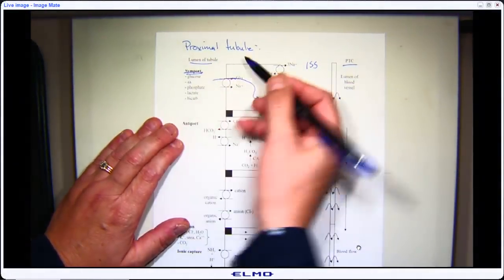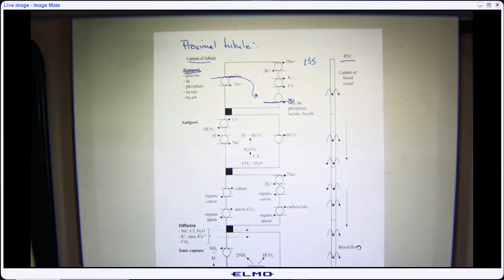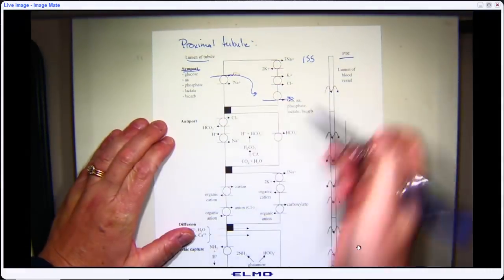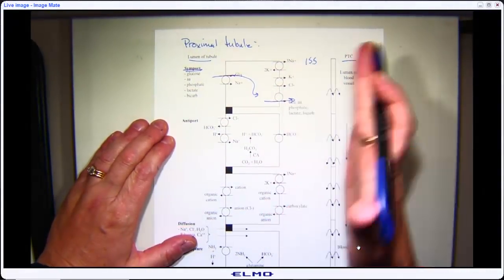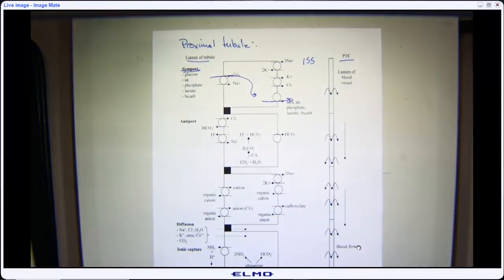So now there's just going to be a massive number of symporters in the proximal tubule. Symporters for amino acids that got filtered, symporters for things like phosphate, lactate, bicarb, all kinds of stuff, okay? This is the body getting back what it wanted. Put it in the interstitial space, and then we know we can reabsorb it back from there.